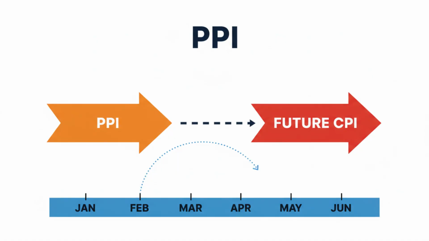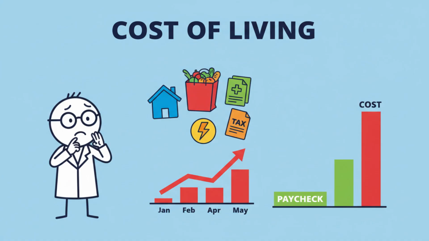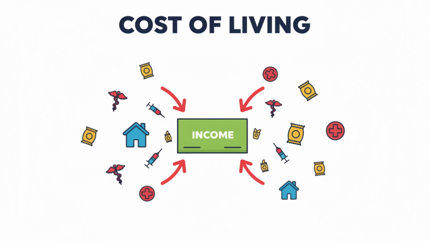PPI often predicts CPI because business costs eventually reach consumers. Cost of living, the amount of money needed to maintain a certain standard of living by covering basic expenses, housing, food, taxes, and healthcare. When inflation rises, the cost of living rises. Your same paycheck buys less life.